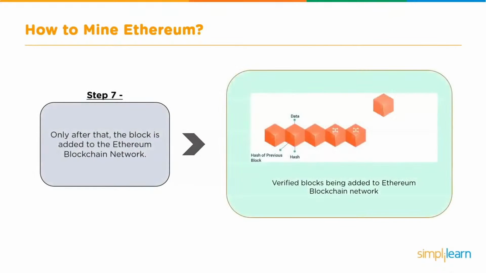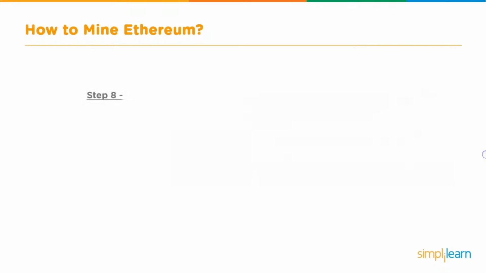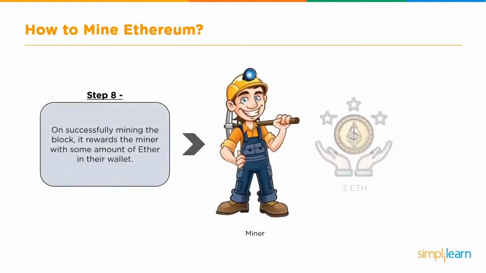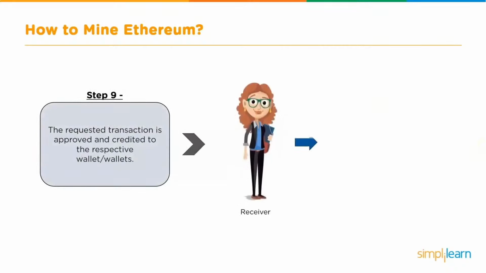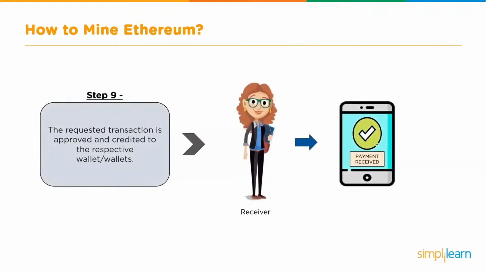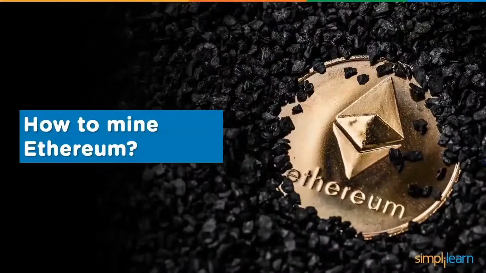Step 7. Only after that the block is added to the Ethereum blockchain network. Step 8. On successfully mining the block, it rewards the miner with some amount of Ether in their wallet. The block reward of Ethereum is 3 Ether. And step 9. The requested transaction is approved and credited to the respective wallet or wallets. Each transaction is mined only once, but every participant of the Ethereum network verifies it. This makes me curious about how to mine Ethereum.